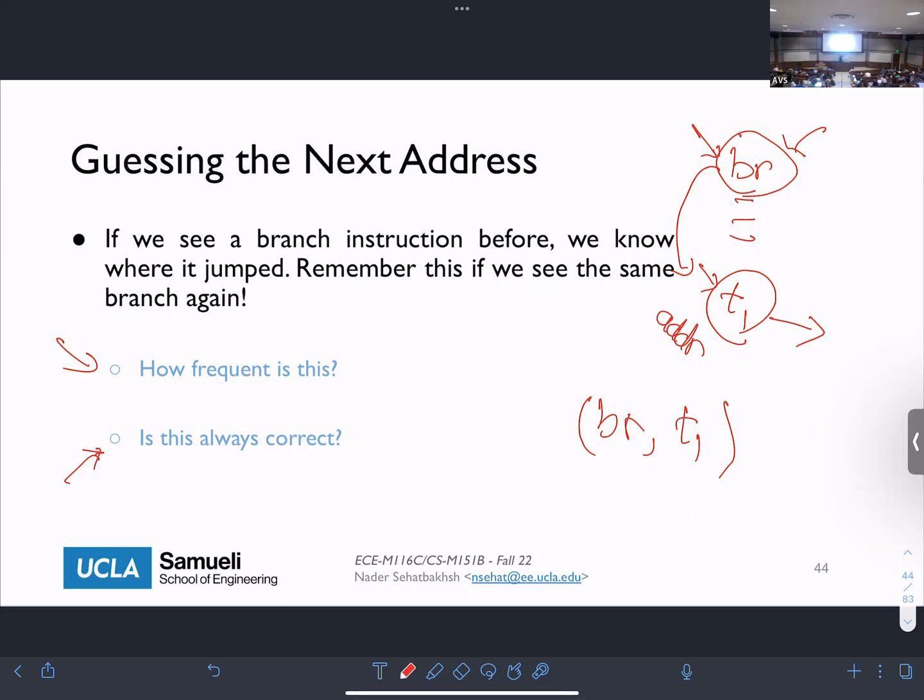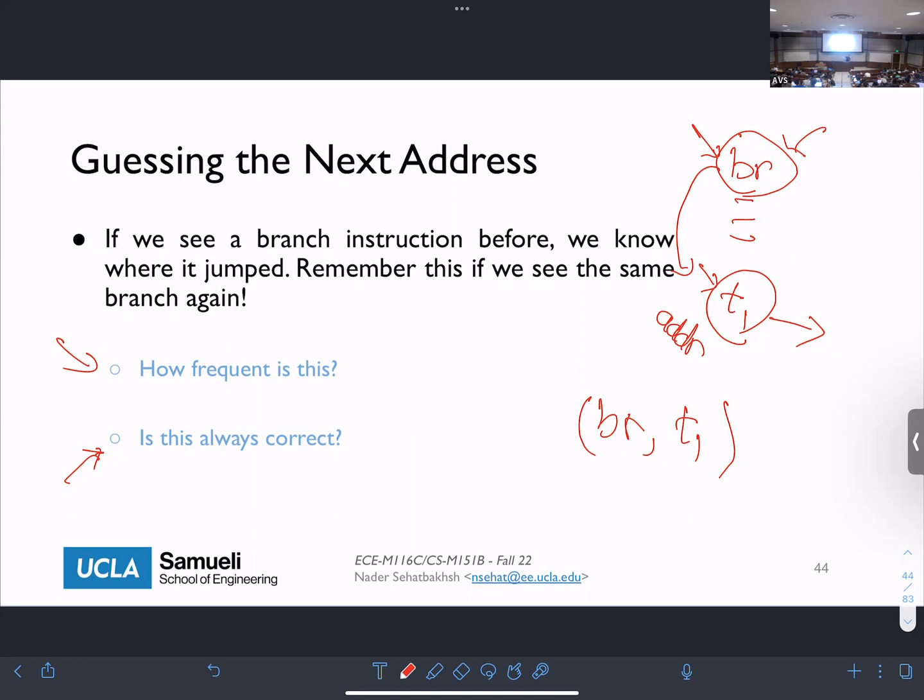Is this a correct assumption? In most cases, yes. Only in cases where we have something like JALR, which is R1 plus the offset, is there a problem with this approach, which I'm going to talk about later in the lecture. But for most cases like branch equal or JAL, which are direct jumps, this is actually a correct assumption about our next address.